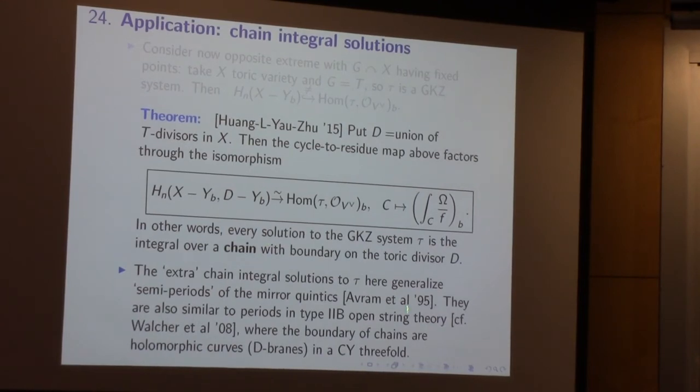I should also point out that this statement is also parallel to the one that was studied by physicists in the type 2 open string theory, particularly Walker and his co-workers, where they study chain integrals where the chains are bounded by a holomorphic curve in a Calabi-Yau threefold. So this is sort of an analog of that for the GKZ system. Okay, since I'm out of time, I'll stop here. Thank you.